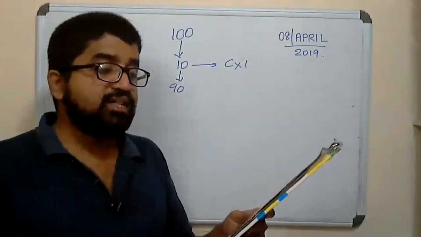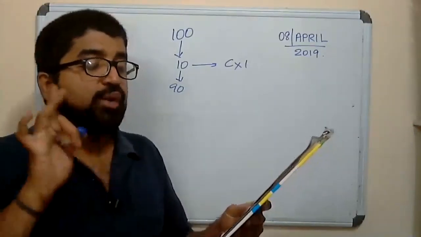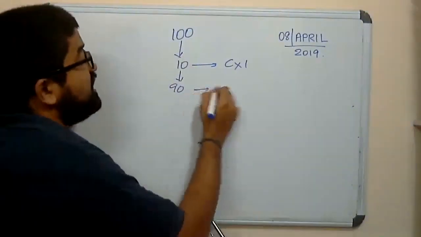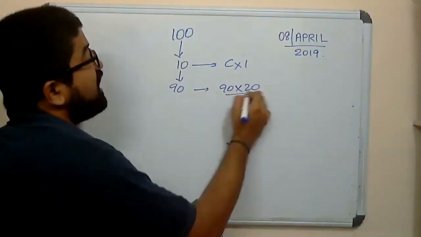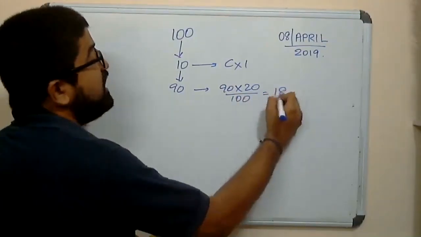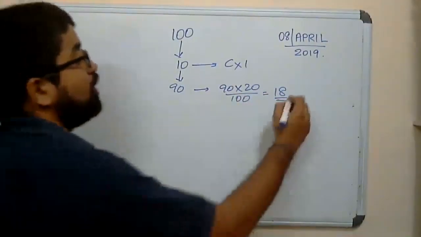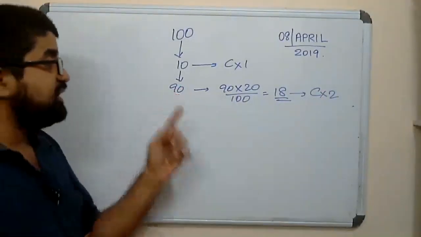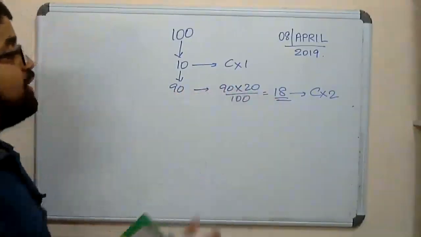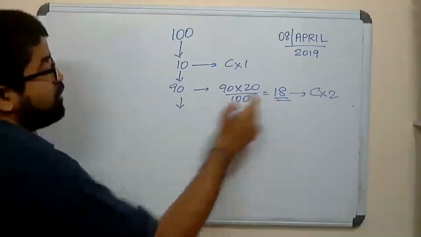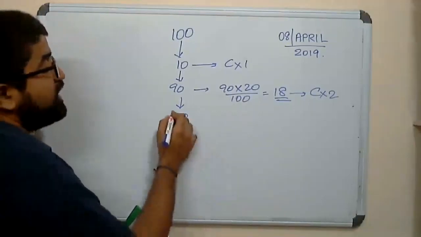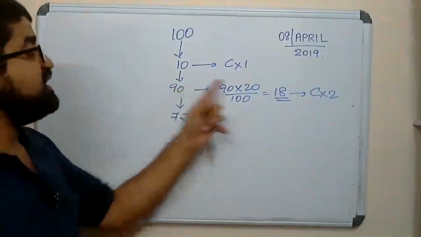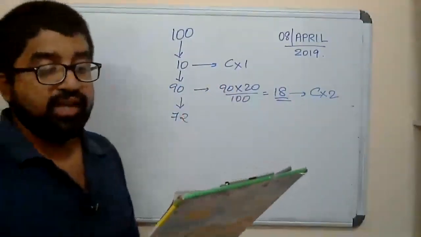Now in the question, it is given that another customer bought 20% of the remaining. That is 20% of this 90. That comes to 90 into 20 upon 100. That comes to 18. So customer 2, he takes off 18 pens from this 90. So 72 pens is what it remains. 90 minus 18, the value comes to 72.